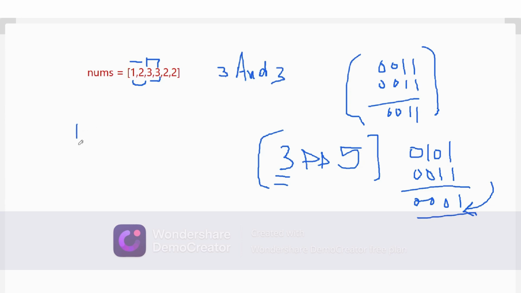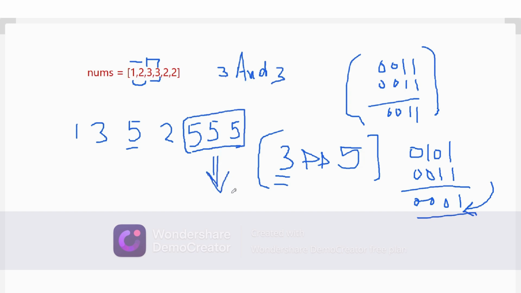So for example, let's say we have some array like 1 3 5 5 5 2. What would be the answer for this? In this case, see, 5 is the maximum number, but we want the maximum number and its longest streak. So 5 is the maximum and it came 3 times, so 3 should be the answer. Similar way we have to approach this question.